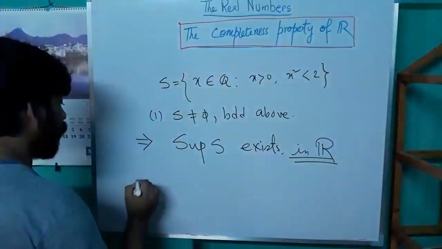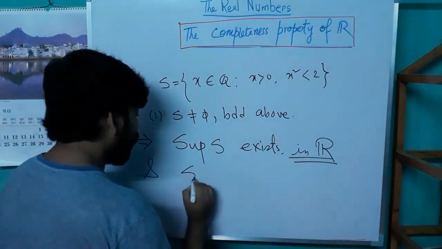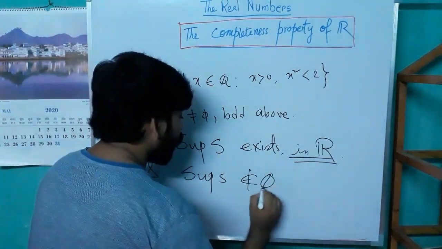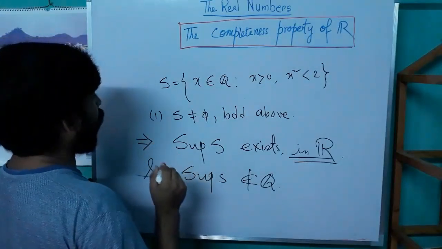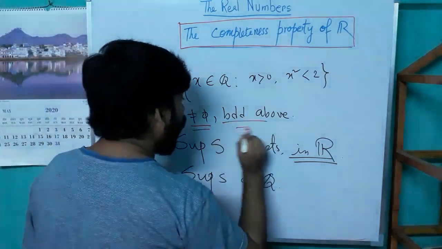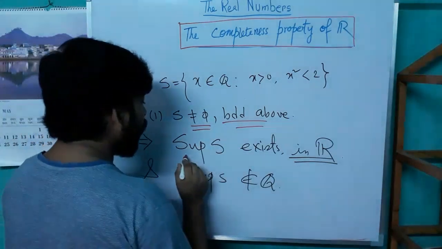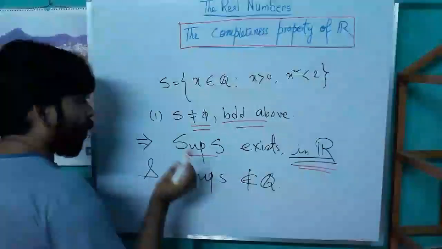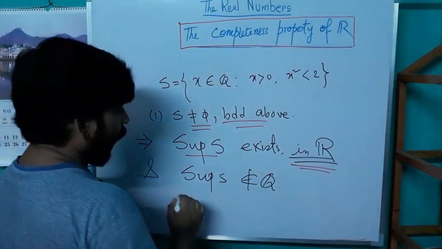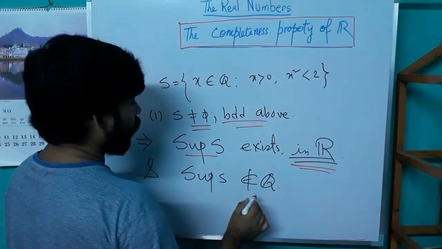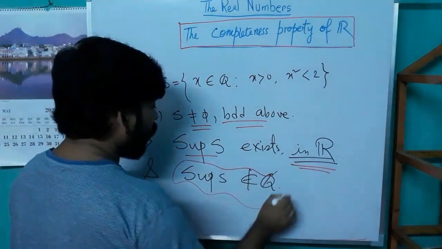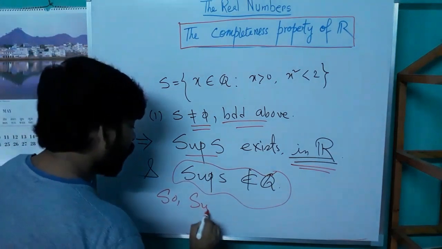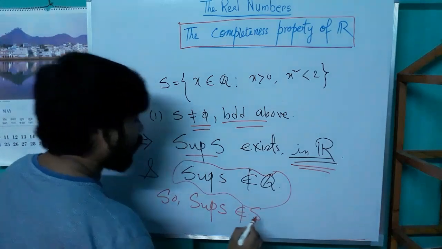And already we have seen that the supremum does not belong to Q. So this is an important example, because if S is non-empty and bounded above, then by the axiom we can say that the supremum exists, and that supremum must belong to R, and our previous calculations show that the supremum does not belong to Q. So this supremum does not belong to the set S.